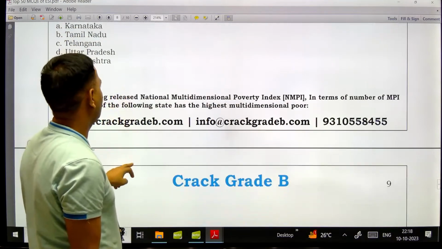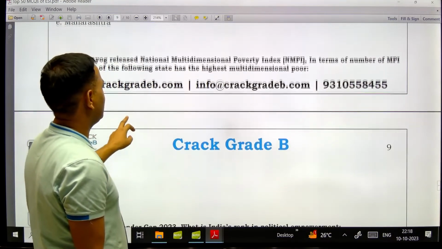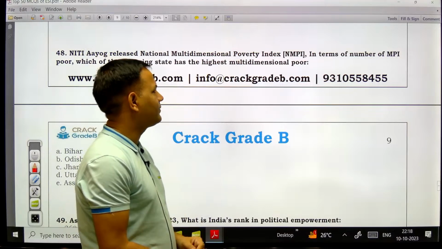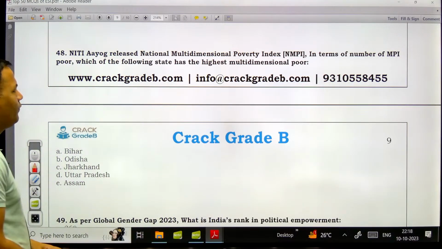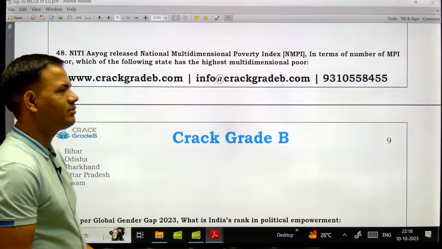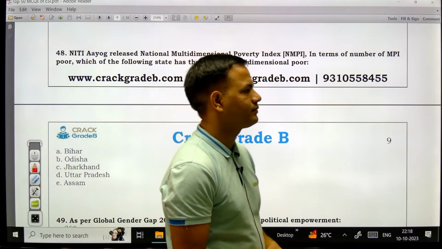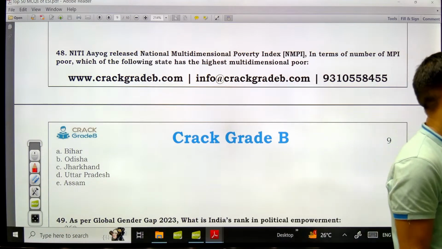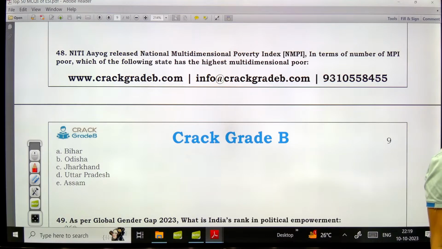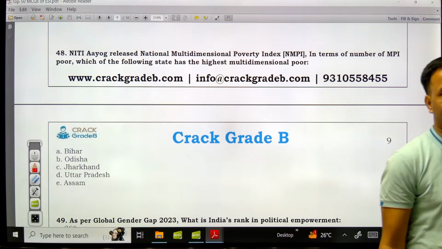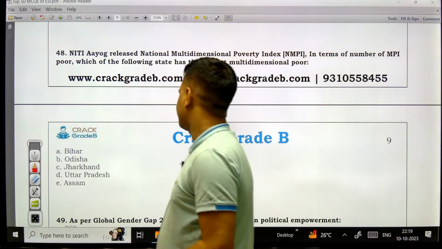NITI Aayog released the National Multidimensional Poverty Index in terms of the number of MPI poor. Which of the following states has the highest multidimensional poor? Which state has the highest? Yes.